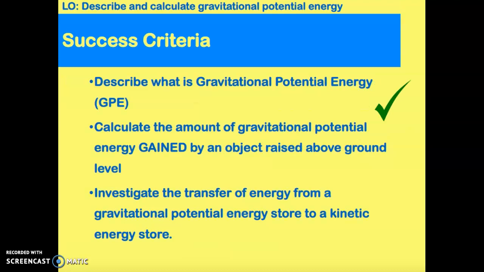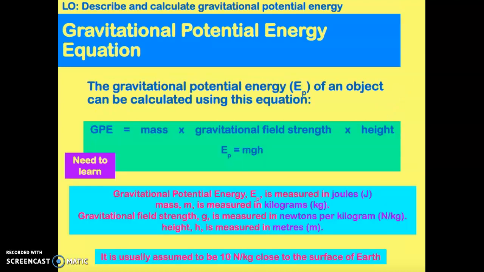Alright, so hopefully that gives you an idea of what gravitational potential energy is. It is just the energy that we talk about when we're talking about how far an object is away from the surface of the Earth. So we're going to look at how we actually calculate that.